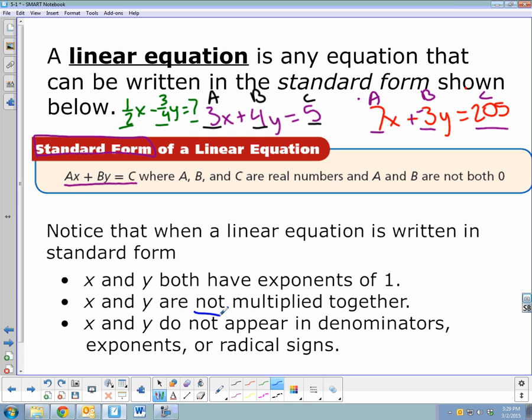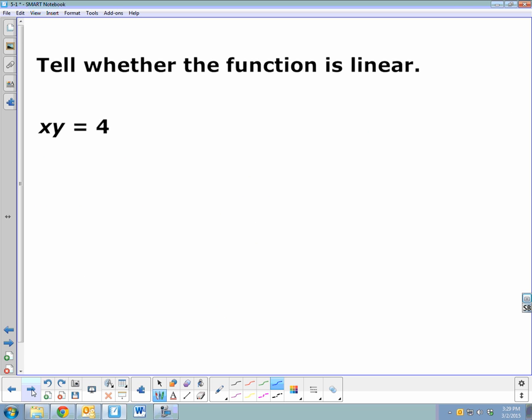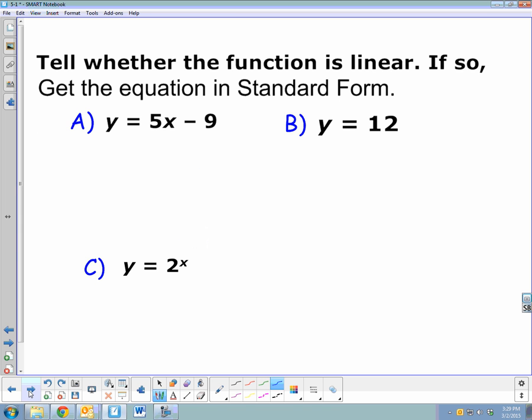So if it is a linear equation, the x's and y's are not multiplied together. X and y are multiplied together in this case, so this is not a linear function. So tell whether the function is linear. You can say not linear. You can just say no. Okay, pause it. Try it on your own.